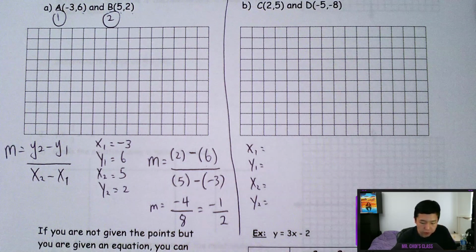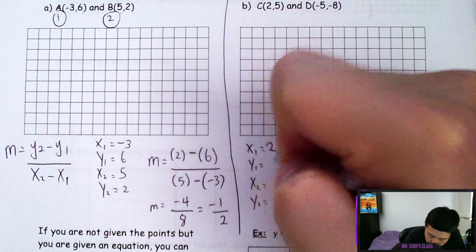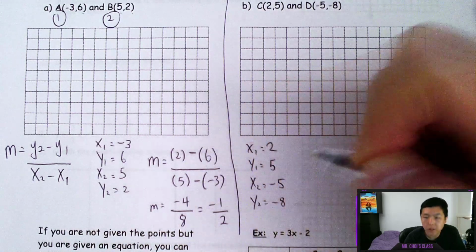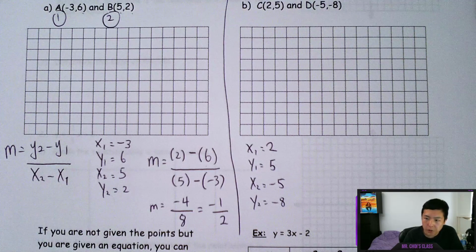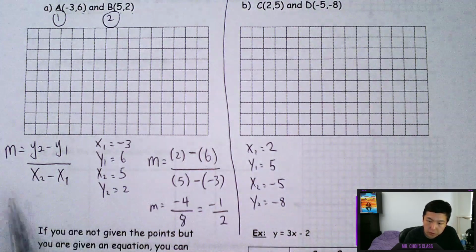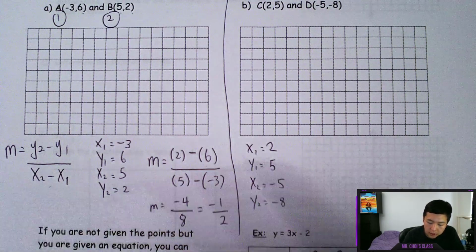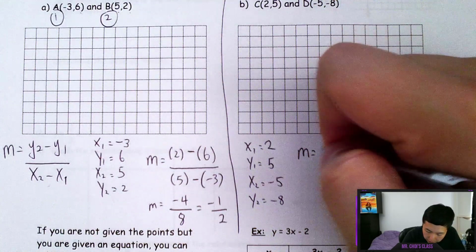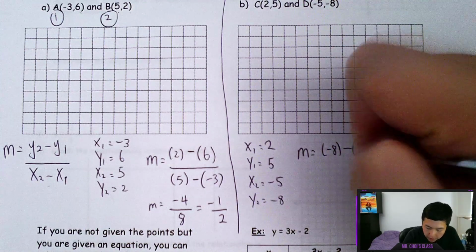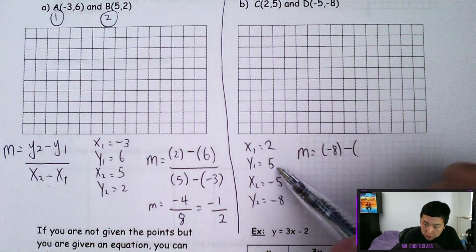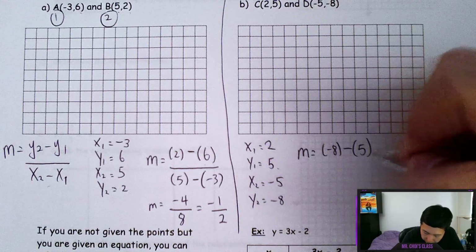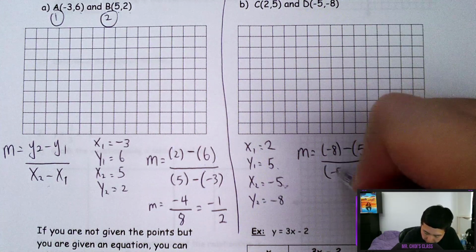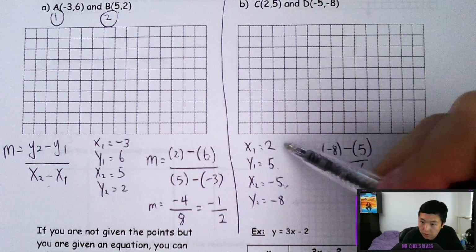Okay, so your values, 2, 5, -5, -8. Hopefully you have those 4 numbers. So now let's use our formula here, this formula over here on the left side. Let's plug in our values. So y2 we said is negative 8, so we use brackets, negative 8, minus y1, which is 5, over x2, negative 5, minus x1, which is 2.